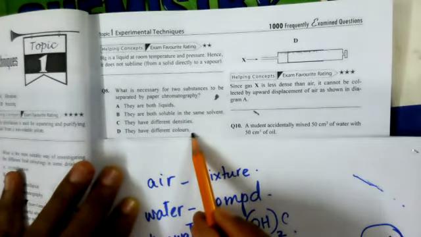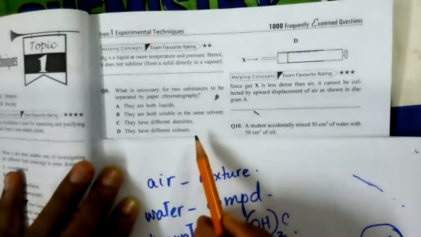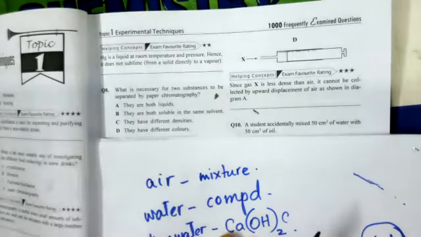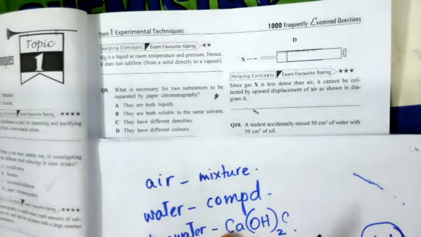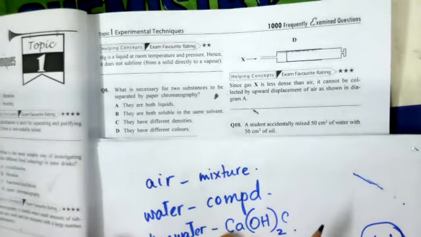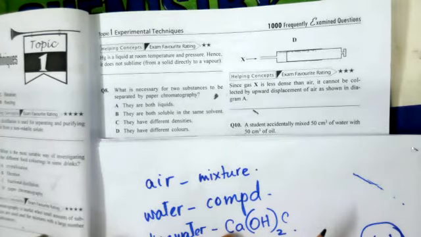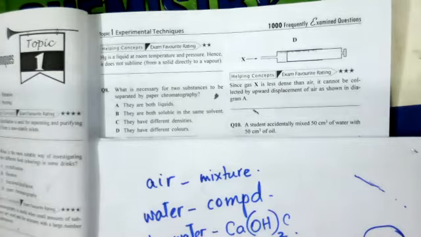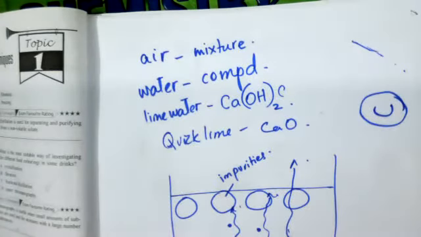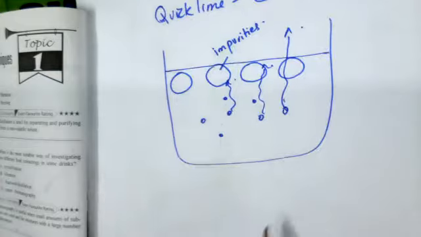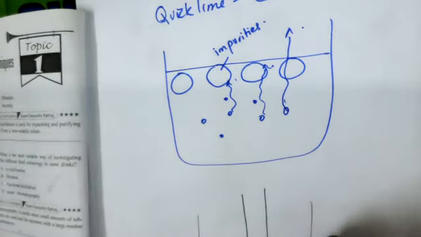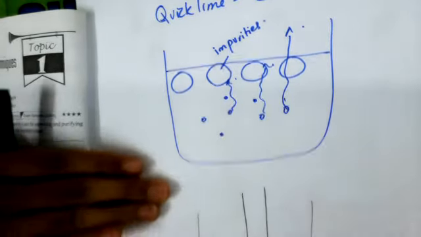Ma'am, it's option B. They are both soluble in the same solvent. Okay, why? Ma'am, the solution should be in one solvent so that we can do the chromatography and identify the colors. Right. I think you are the only grade 8, or maybe Aisha as well. Okay. So yes, for chromatography to take place, the substance has to dissolve in the same solvent.